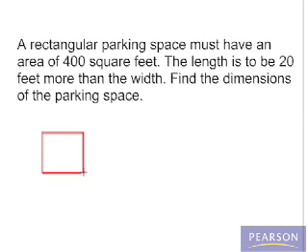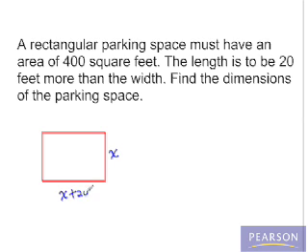So let's draw a rectangle. And we are told that the length needs to be 20 more feet than the width. So if we call the width x, the length must be x plus 20. And we're also told information about the area of this rectangle. Area must equal 400. So length times width equals area of a rectangle. So x times x plus 20 must equal 400.